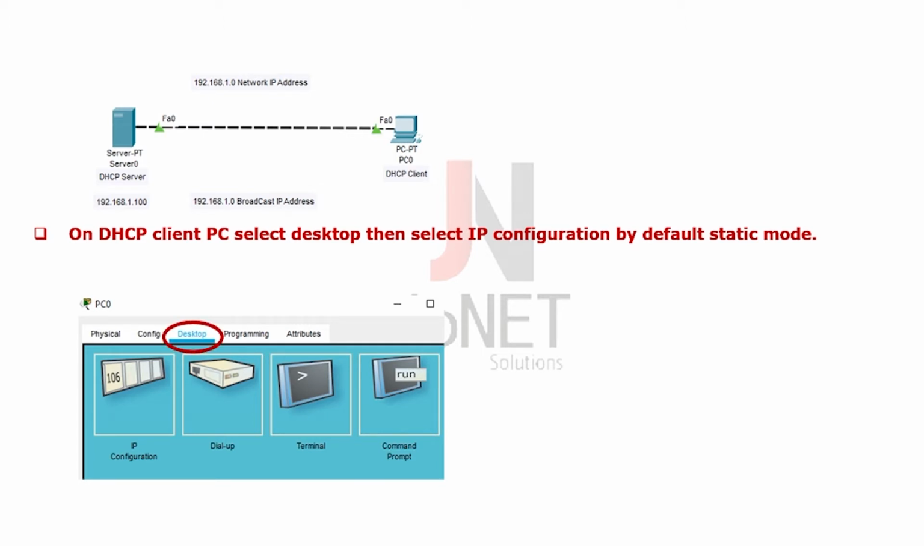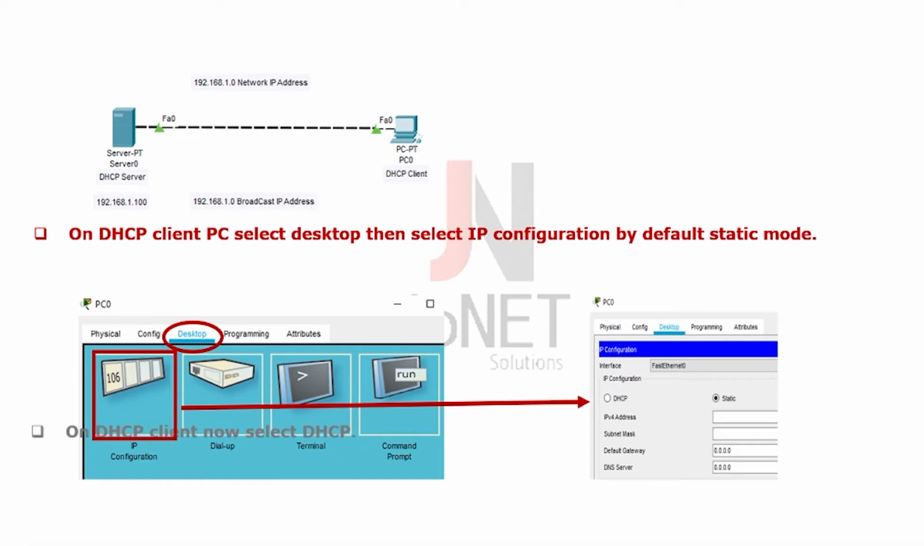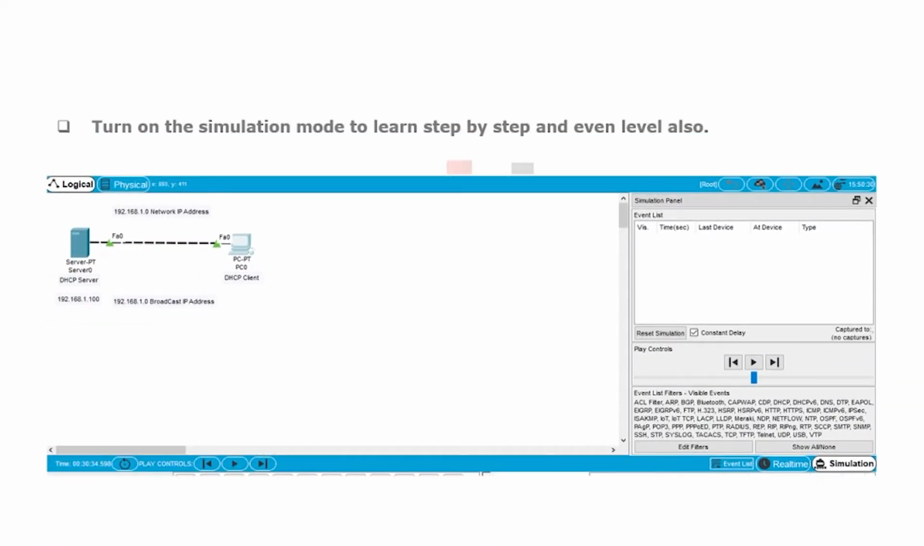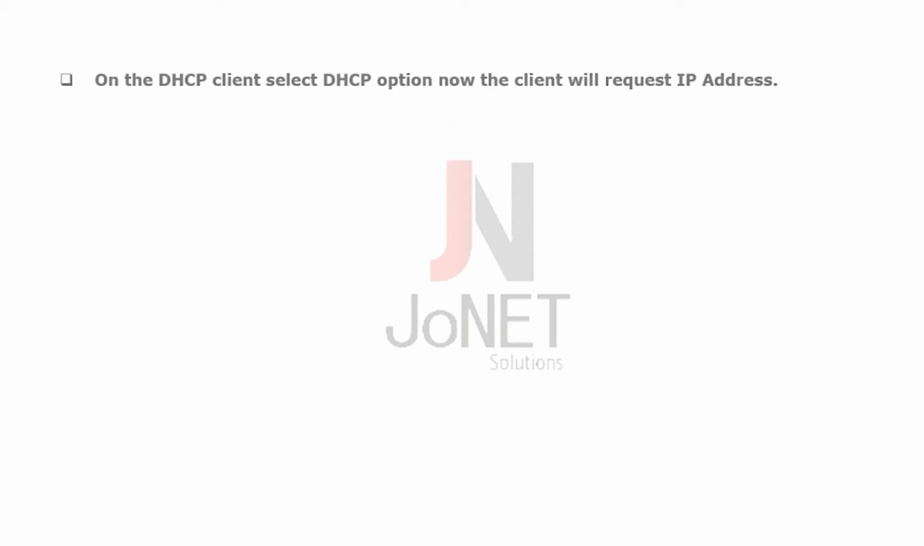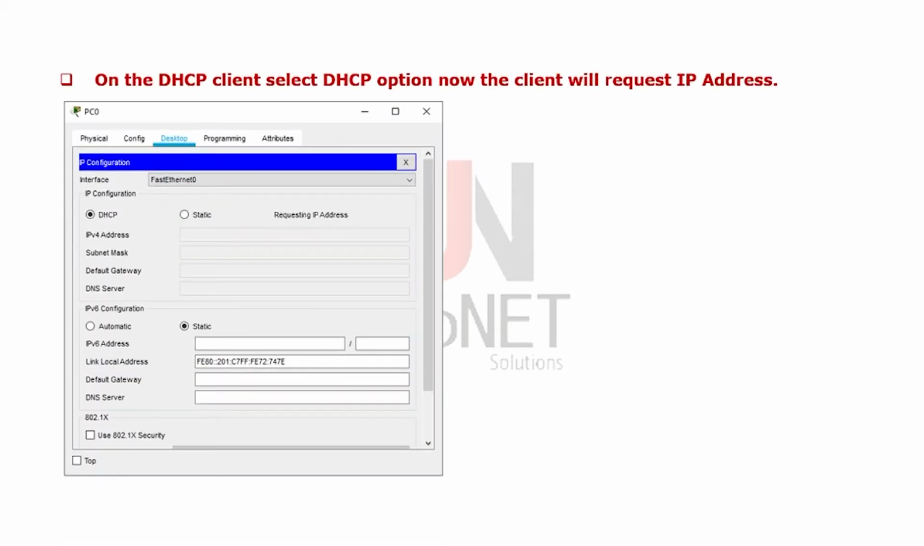Now in our topology, we have used a DHCP server and a DHCP client. On the DHCP client, that is the PC, select the desktop, then select the IP configuration. By default, it will be static, then we need to select dynamic to dynamically assign the IP address from the DHCP server. Now turn on the simulation mode for step by step and event level learning. Now on the DHCP client, select the DHCP option. Now the client will request the IP address from the DHCP server.